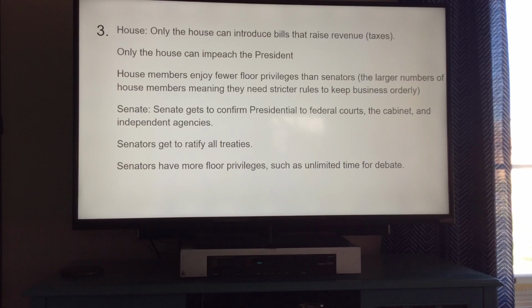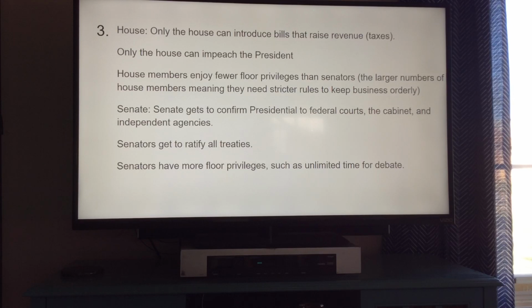The House is also the only body that can impeach the president. As we've seen with the impeachment process for President Trump, this is a 2-step process. The first step, impeachment, happens in the House. The second step is the removal from office, which happens in the Senate. Well, the House has to start the process. The Senate can't just wake up one day and say, we want to remove the president, and vote. The House has to start it. And so the beginning of the process, impeachment, only happens in the House.